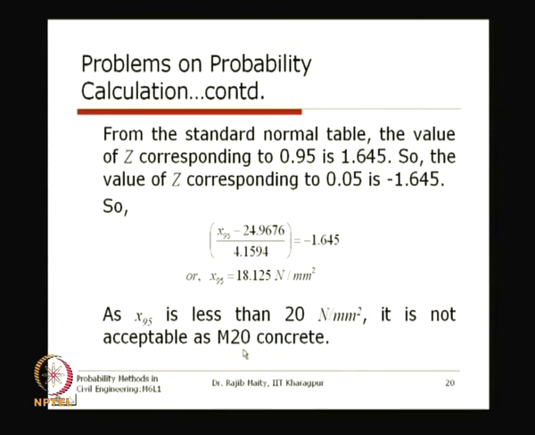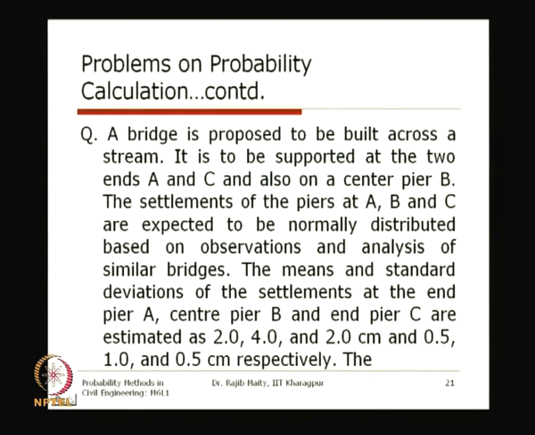Similarly, we can go for other problems in other civil engineering aspects. For example, there is another problem on the settlement of a bridge pier, which is also important as far as practical application is concerned. We will take up that problem in the next class, and there also we will be using the same concept and the same standard normal distribution table to get answers based on probability models.